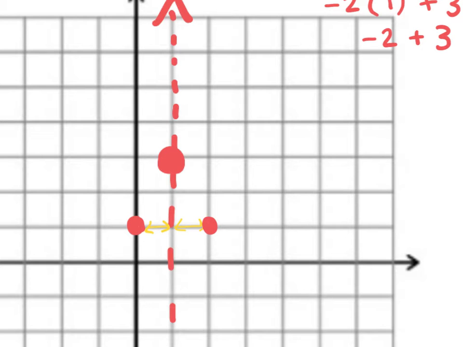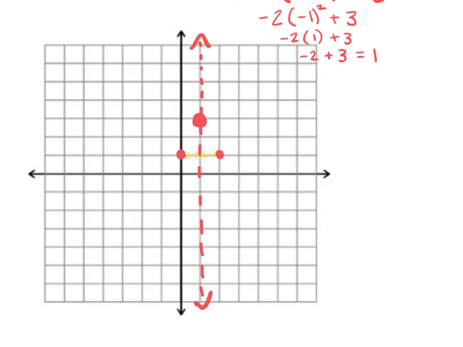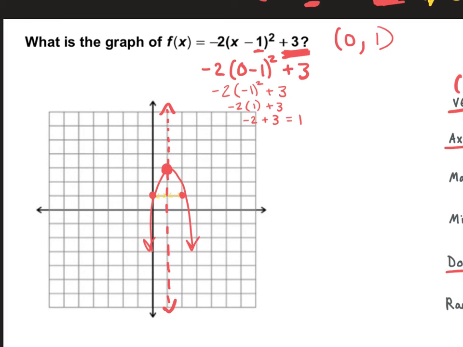Once we have our 3 points, we can just draw our parabola. So we have to have 3 points in order to draw our parabola, but once we got those, we're good. And we only needed to plug in 1 number to find our points. So we got our graph.